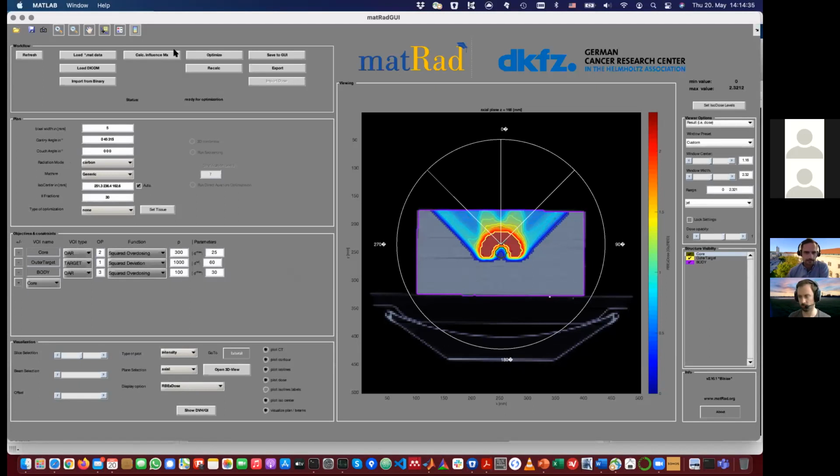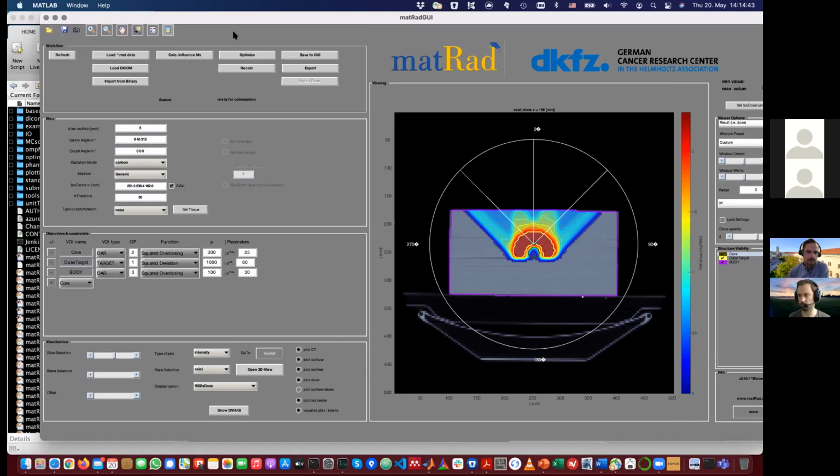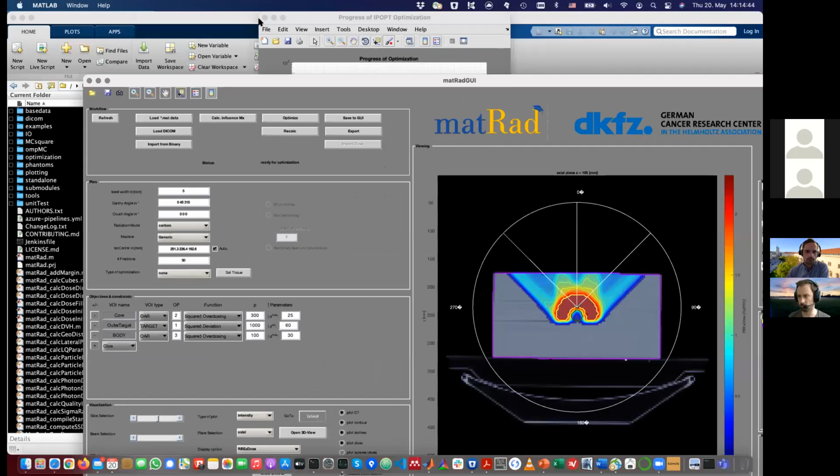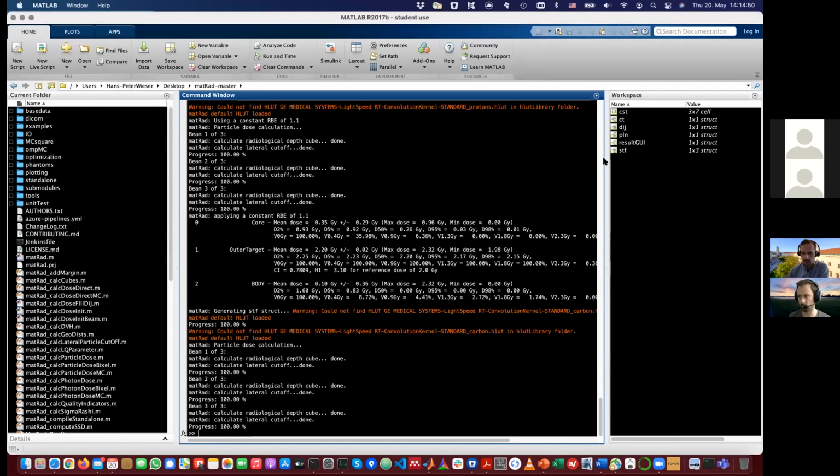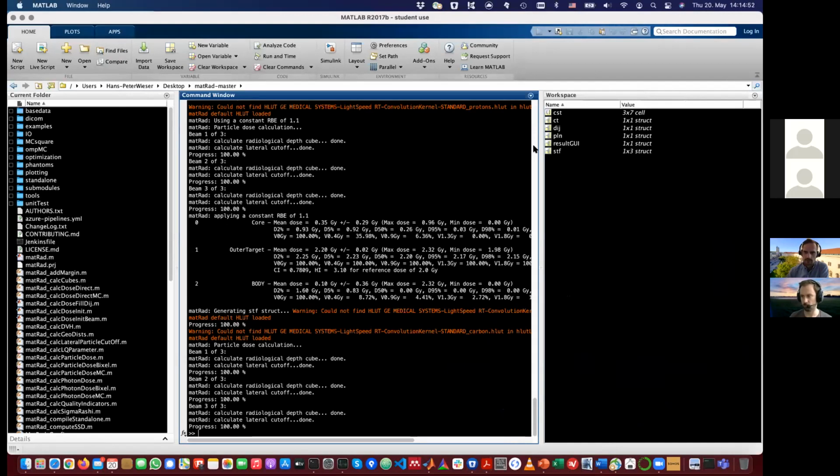So I just calculated now the dose. Please, it's not updated in the display. And I will quickly switch over to MATLAB. Again, you can just follow me or just look at my screen. I just wanted to show you that Niklas already explained the different variables that we have here in the background.